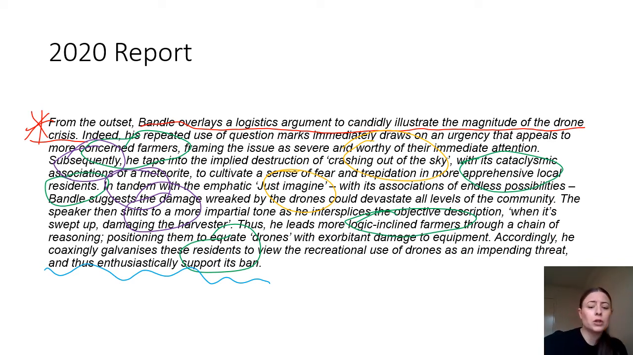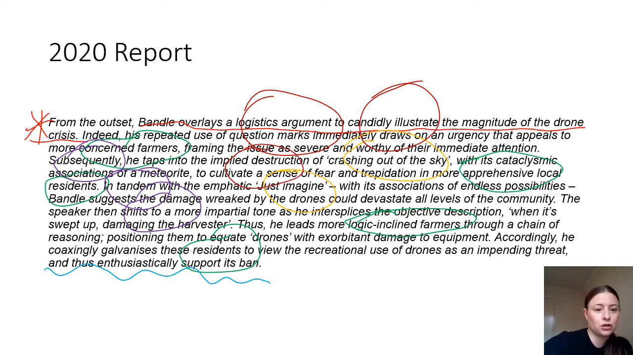Also, I would just say, let's look at this person's language. It's beautiful. "A logistics argument candidly illustrates," "implied destruction," "coaxingly galvanizes." These are just amazing examples of really beautiful language.